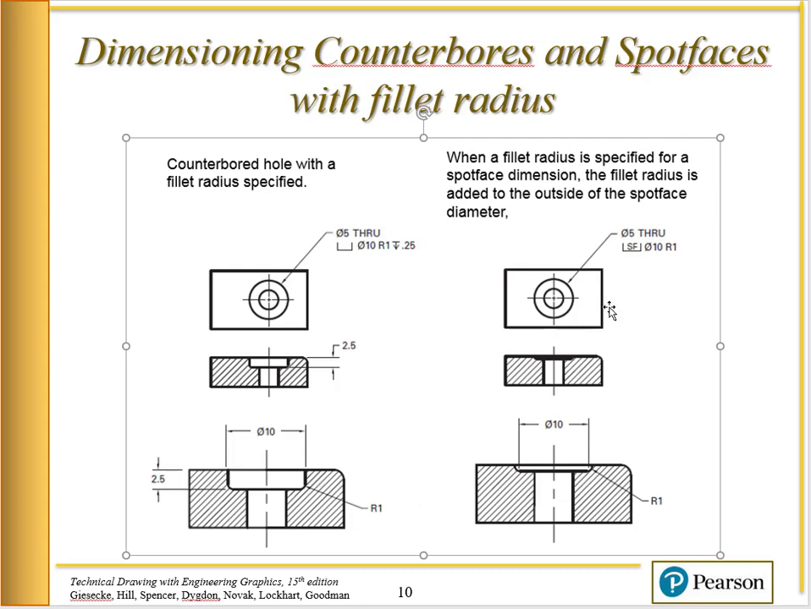Okay, so this is a spot face here. When a fillet radius is specified for a spot face dimension, the fillet radius is added to the outside of the spot face diameter. Look at this. See this 10 millimeters here? It applies just to the flat surfaces, not to the radiuses. So the radius here is beyond the 10 millimeters. That's one of the differences between a counterbore and a spot face.